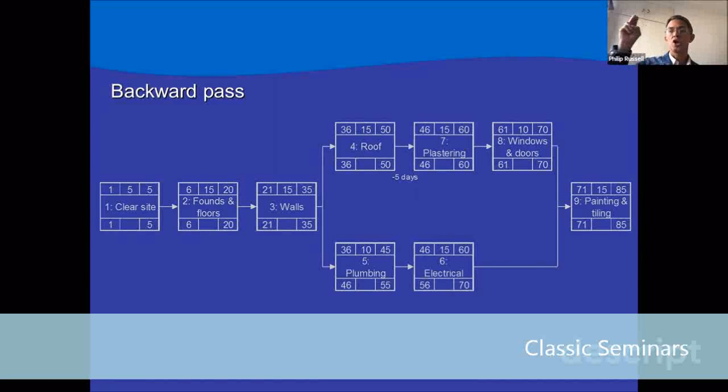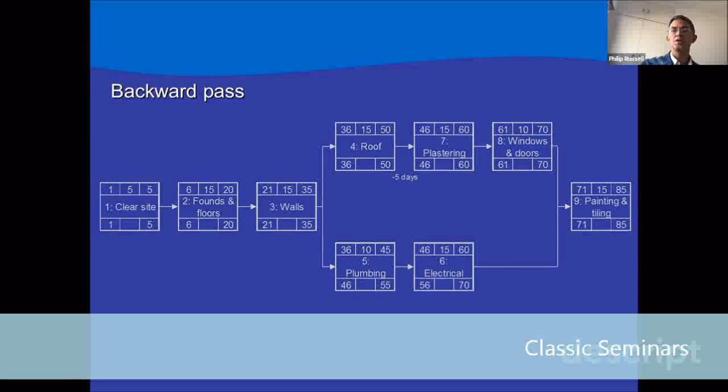We now go back up to the top for the windows and doors, and we say 70 minus 10 plus 1 gives us a late start of 61 for windows and doors. Minus 1 gives us the late finish for plastering of 60 minus 15 gives us 45. Plus 1 will give us 46 as a late start for plastering. Normally and ordinarily, if we didn't have the minus 5 there, that 46 as a late start would have given us a 45 as a late finish for roof.